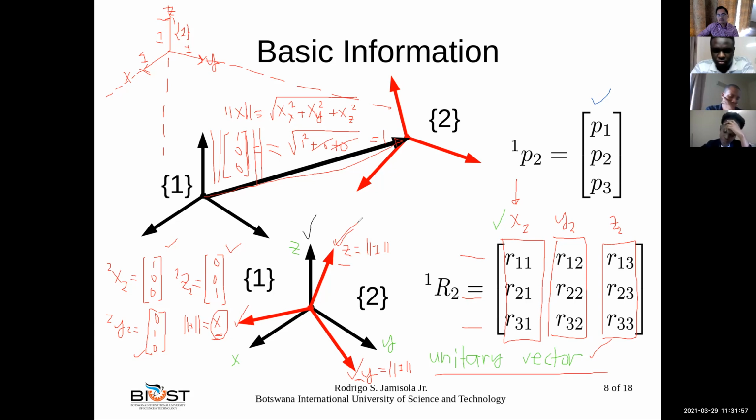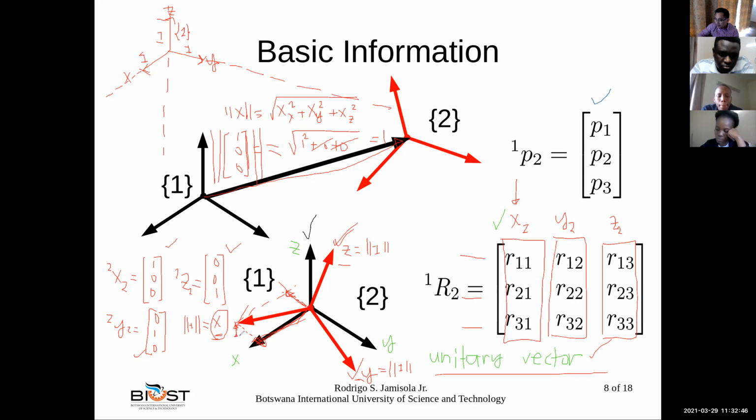Okay, so this is vector x of frame 2. This is vector x of frame 2 in terms of frame 1. So we want to know what is the component of that with respect to x, and then what is the component with respect to y, this one, and this is the component with respect to z, this one.